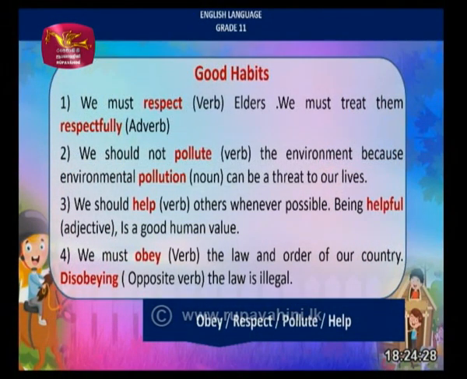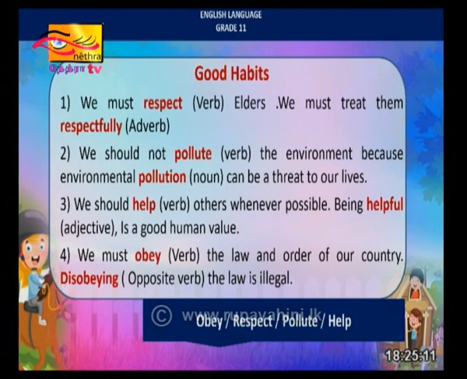The first one, we must respect elders, we must treat them respectfully. So, the correct answer for the first one is the word respect, and we have used two different forms of the same word. Respect is the verb, respectfully is the adverb, miss. Okay. Next one, we should not pollute the environment because environmental pollution can be a threat to our lives. So, pollute is the verb there, that is the root word, and pollution is the noun. We have formed pollution, the noun, out of the word pollute.